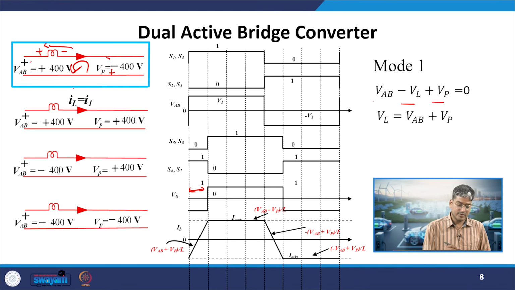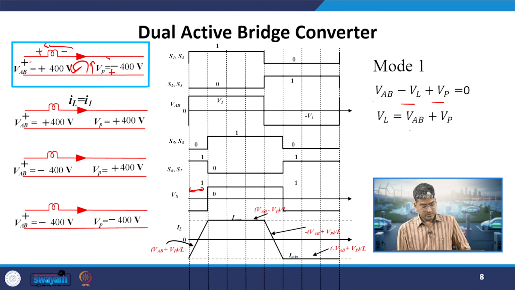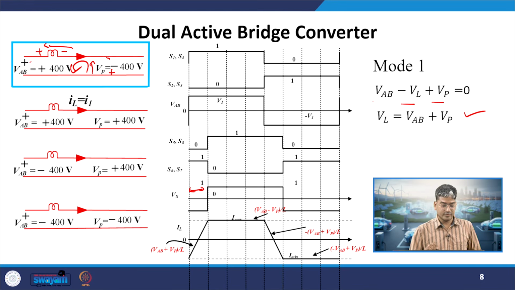As per the signs, we are assuming that to be with that polarity. That is, when we are traveling through Vp, we have observed that the positive terminal comes first. So, we have written it plus Vp, then VL was negative, then VAB was positive, equal to 0. So, we have got the voltage across the inductor equal to the sum of the input voltage plus the reflected output voltage. Vp is nothing but the reflected output voltage.